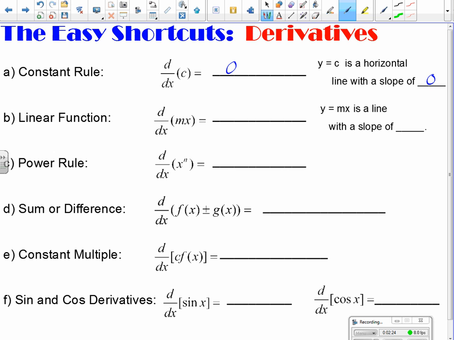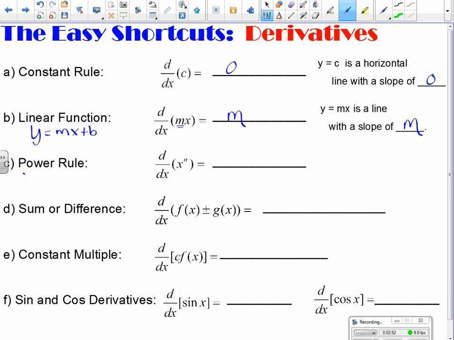What about a linear function? So on this, I'm thinking like y equals mx plus b. If I did a derivative on this, the derivative of a multiplier times x, or a coefficient times x, will turn out to be that coefficient, or the slope when you're looking at a linear function. So a little note over here on the right, y is equal to mx is a line with a slope of m. Therefore, the derivative is going to turn out to be m.